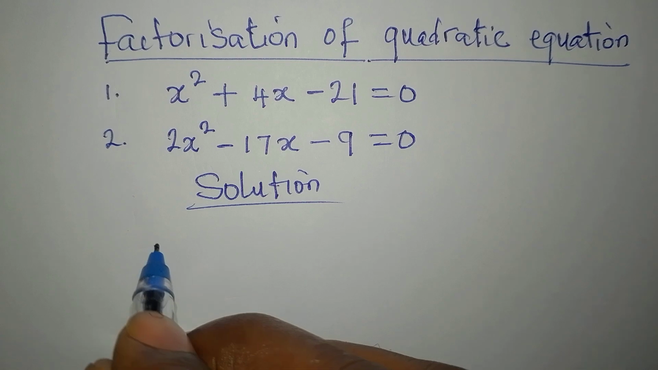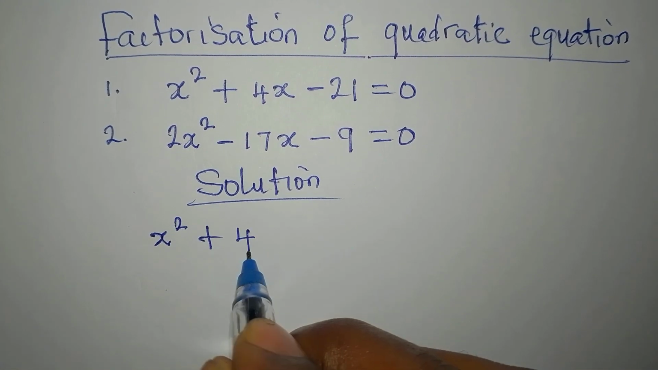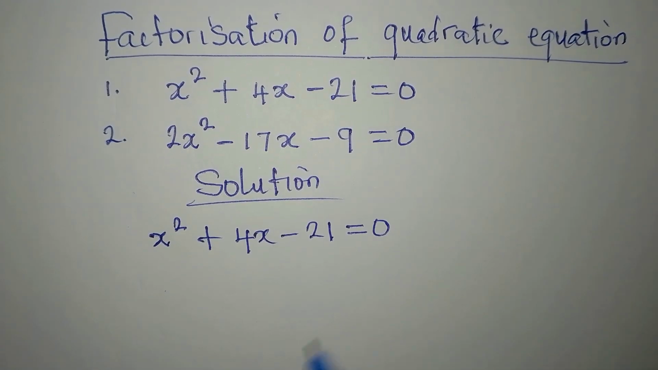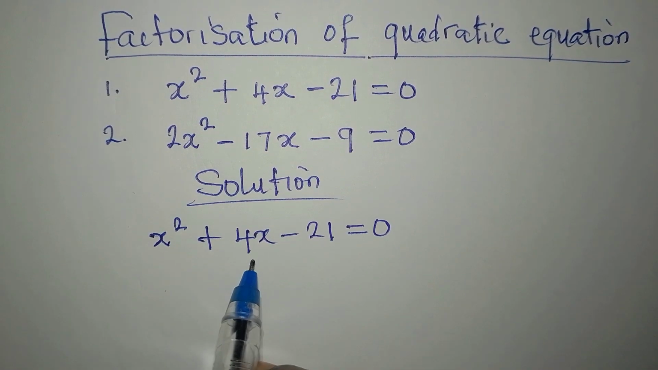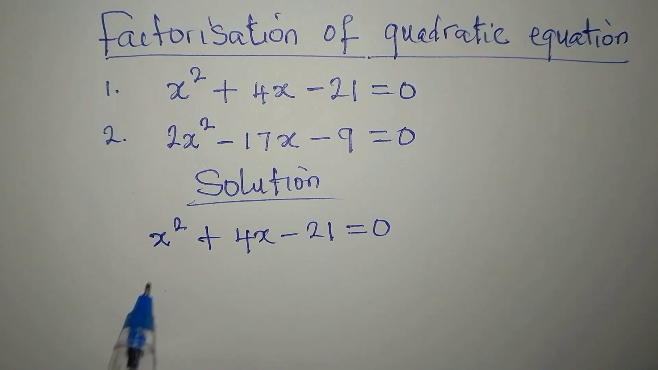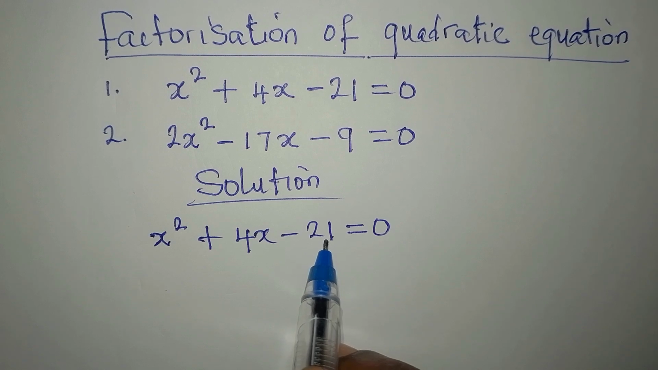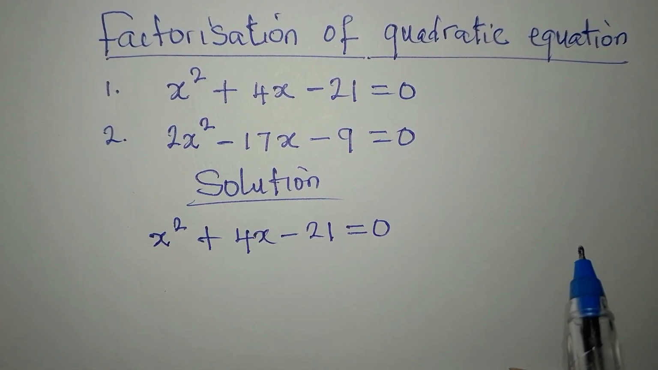Okay, the first we have x squared plus 4x minus 21 equals 0. Now, if you're going to factorize this, there's nothing common to the three terms on the left. There's x here, there's x here, but there's no x here, right? So there's no common factor. So we have to group into 2 and factorize.